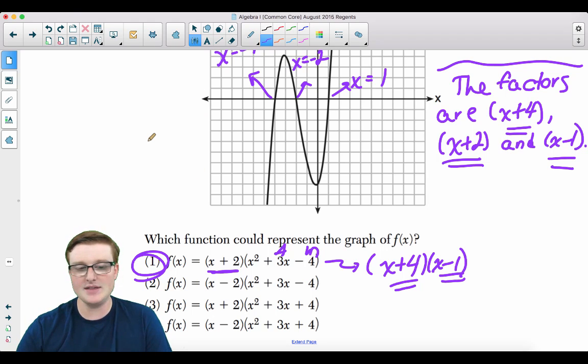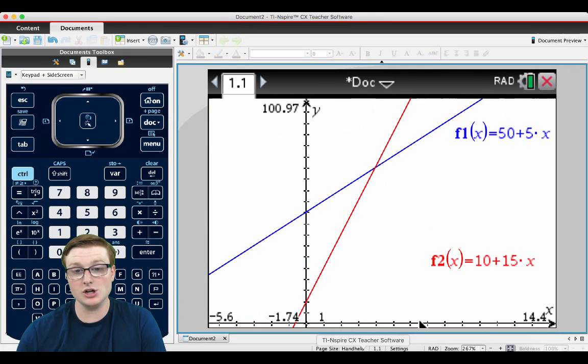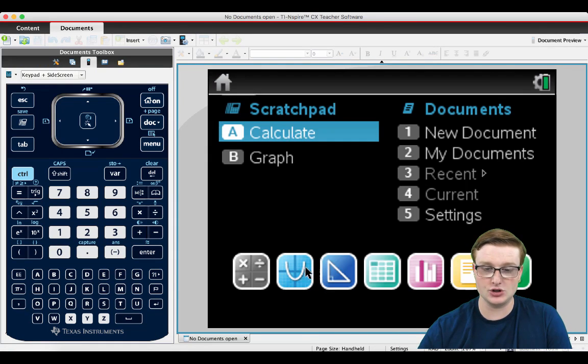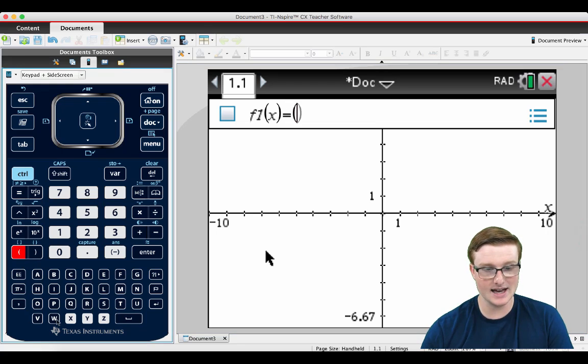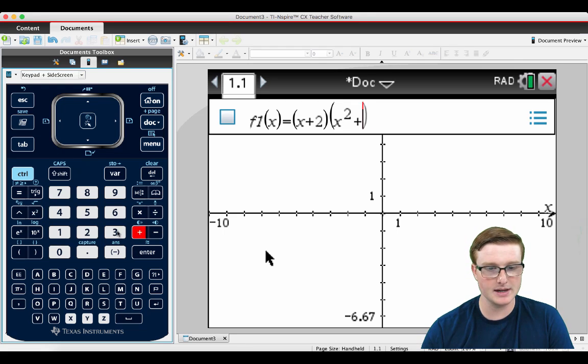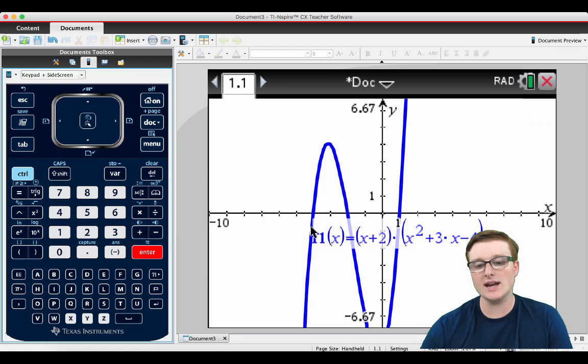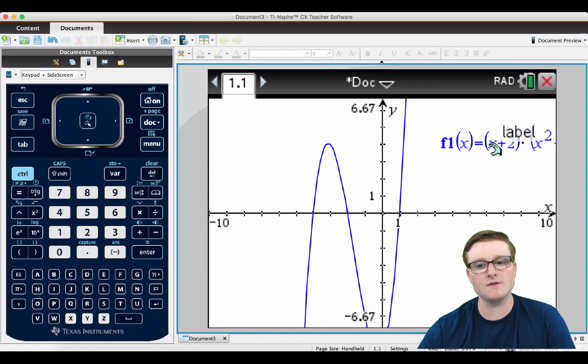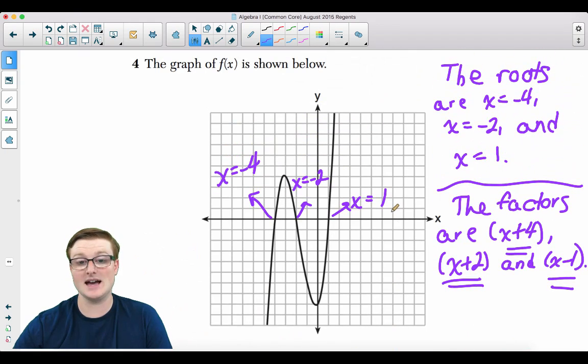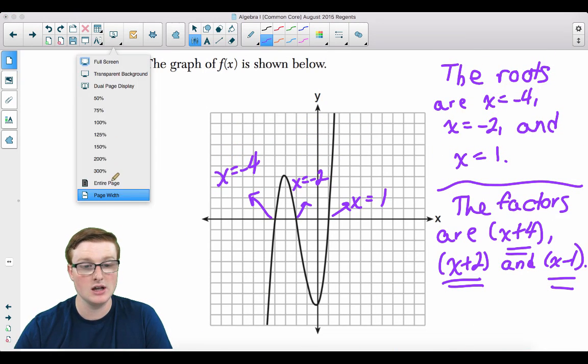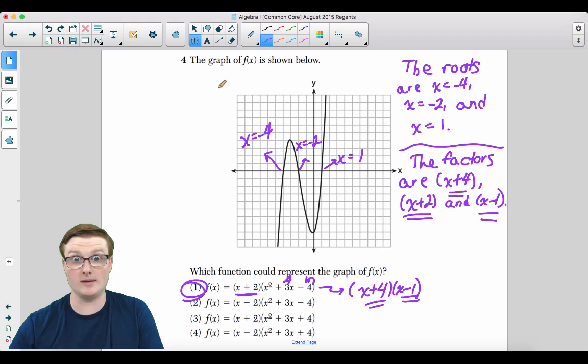Now, let's just say that you had no idea how to do that. You could use your graphing calculator. If you go to your graphing calculator and you just graph this as x plus 2, and then you graph x squared plus 3x minus 4, watch what happens. You could actually just match the graph, and this is clearly the exact same graph over here. So your answer for this question is going to be choice 1.